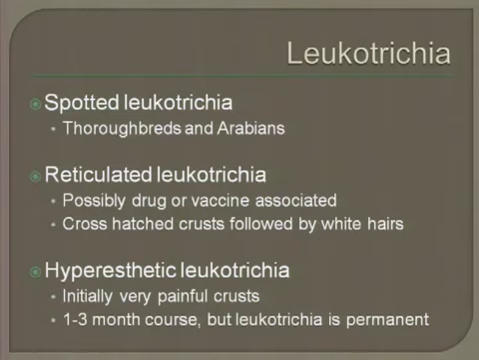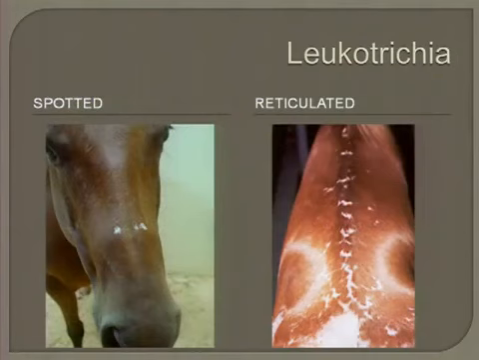And then hyperesthetic leukotrichia. These have a 1 to 3 month course, and you can have solitary to multiple exceedingly painful crusts, typically over the dorsum. After about 1 to 3 months, the crusts heal and the pain resolves, but then the hair that regrows there is white, and again, the same is true of this form. There's nothing that you can do for the condition after it has caused the white hair. There's nothing that's going to get rid of it. It's just an aesthetic concern. So there, spotted leukotrichia on the left, and you can see the crosshatch pattern of reticulated leukotrichia here on the right.